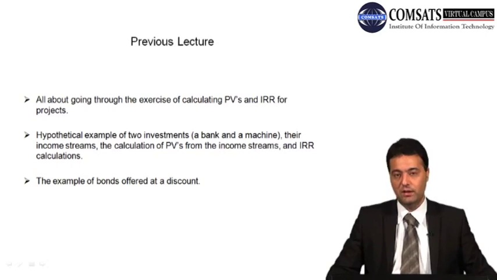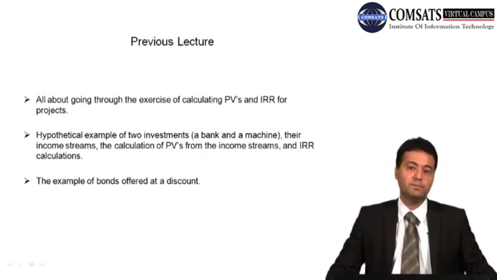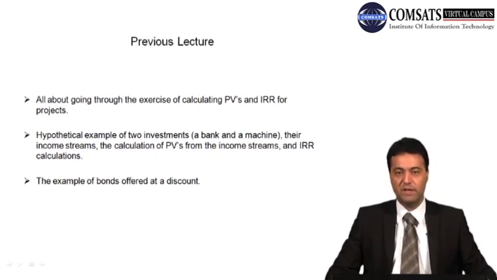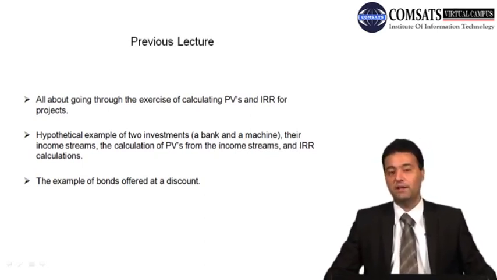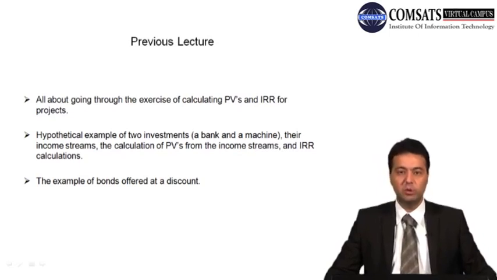So in the first case, there were two scenarios. One investment was related to a bank, the second was related to a machine, and so we tried to gauge, through calculating the present values and the internal rate of return, what that outcome would tell about the feasibility of these two comparative investments. And in the end we came to the conclusion, based on IRR and the present values, that the income from machines would certainly represent a good option in this case.